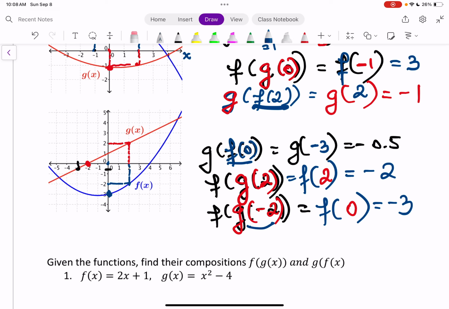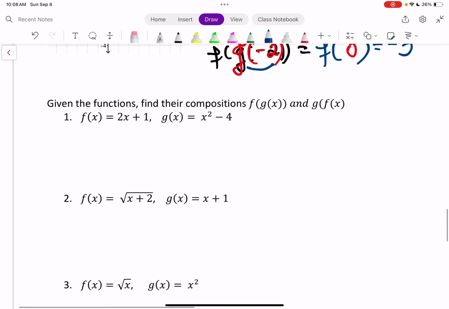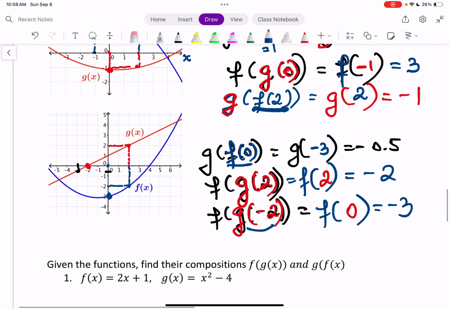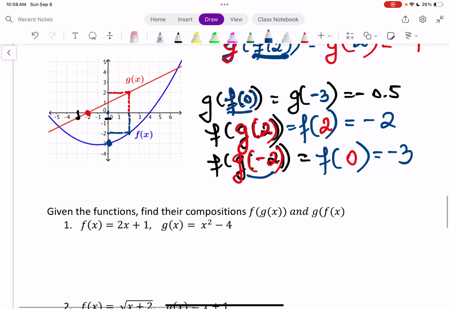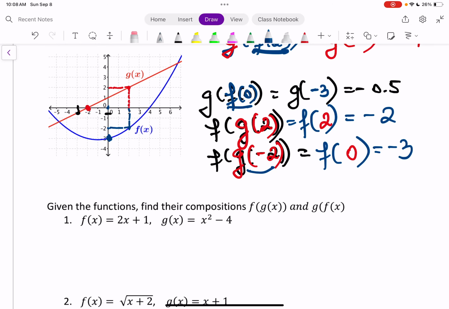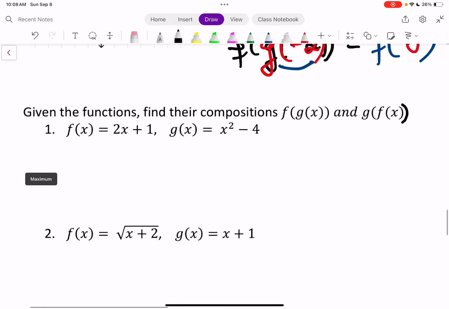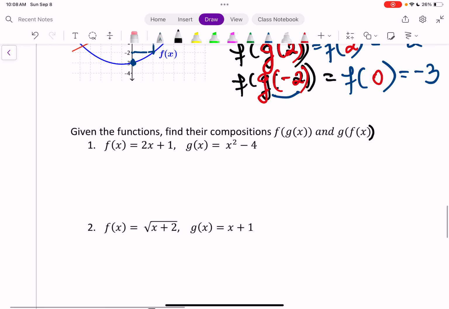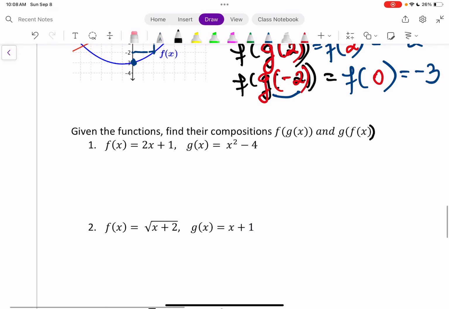Okay, so again, it's two functions, a composition. They both work on our input one at a time. So a first function is working on the input, spits out an output. That output is the new input for the second function. So let's find these compositions in general, and then maybe we'll specifically put in a value. Let's just specifically put in some numbers.